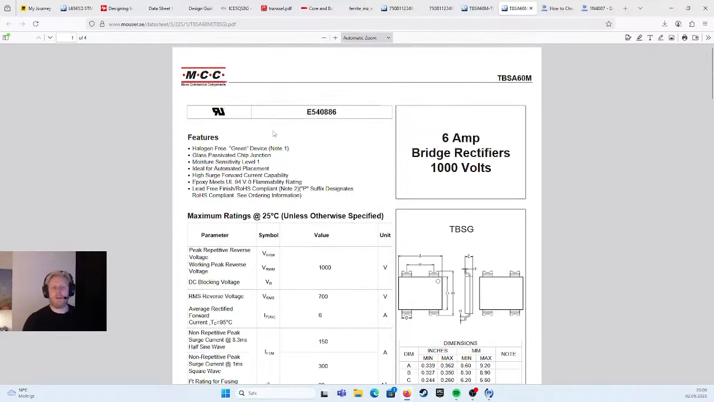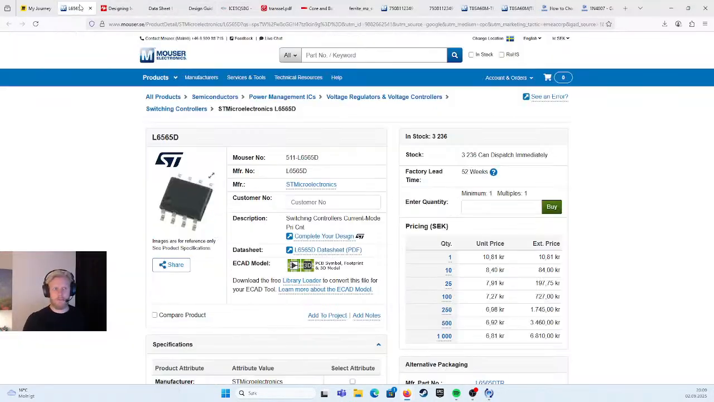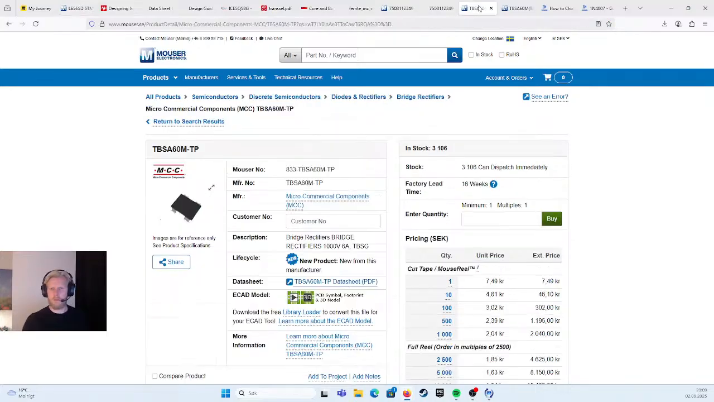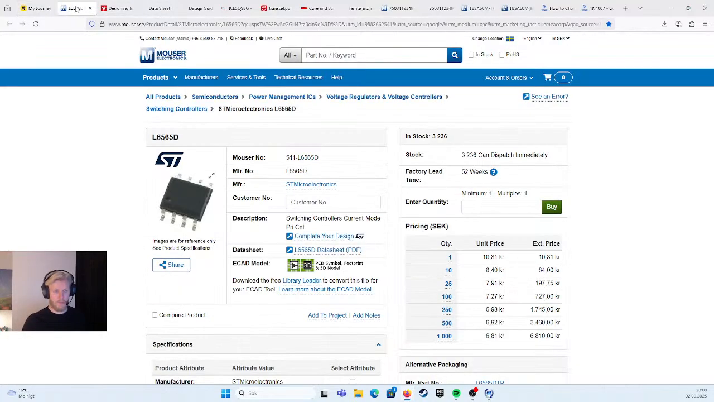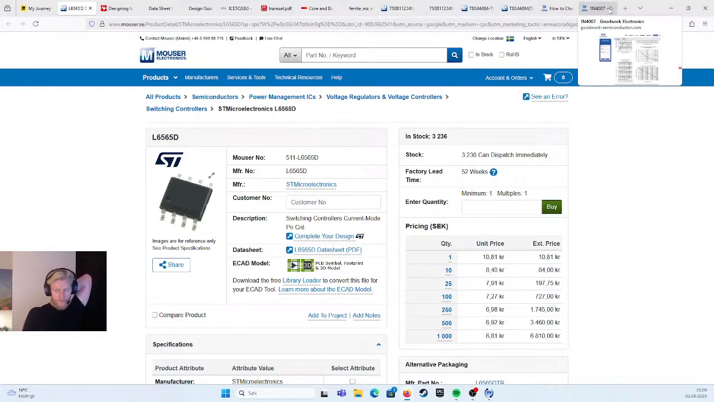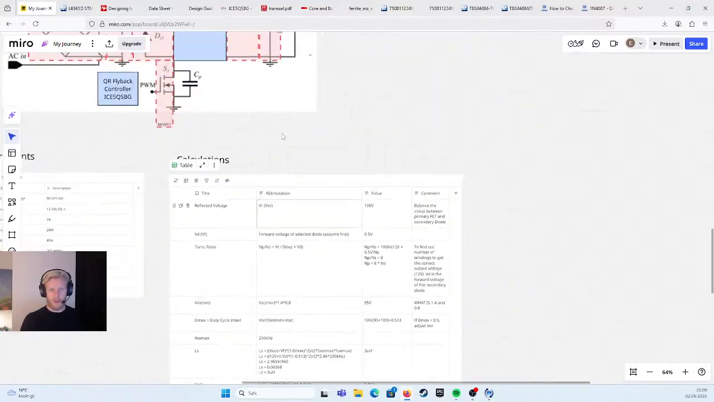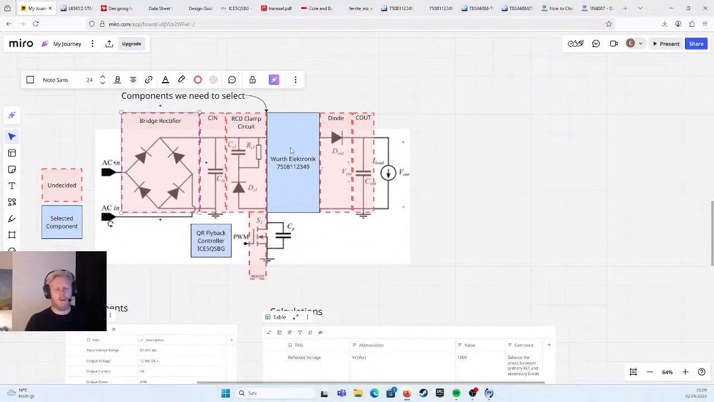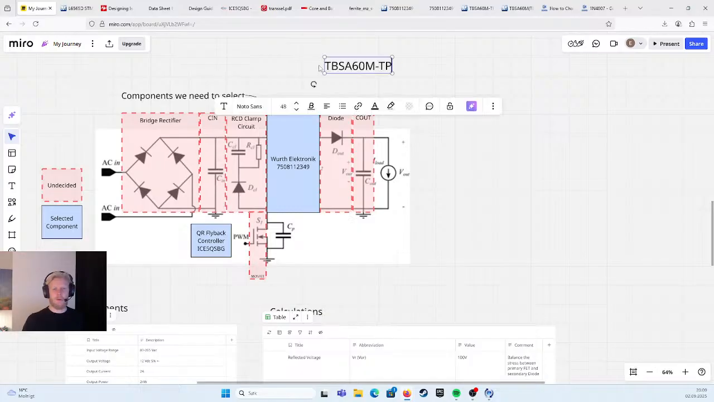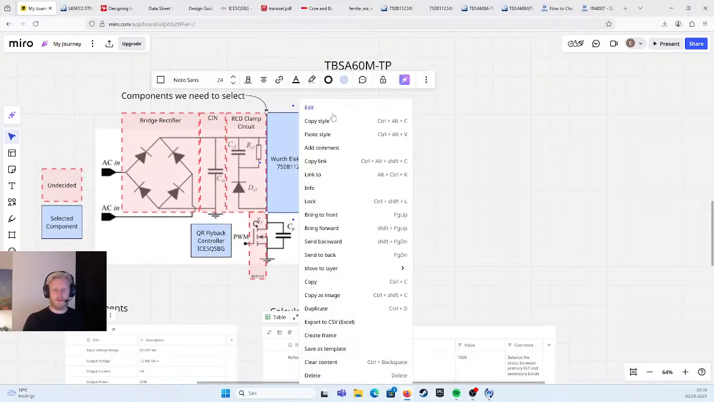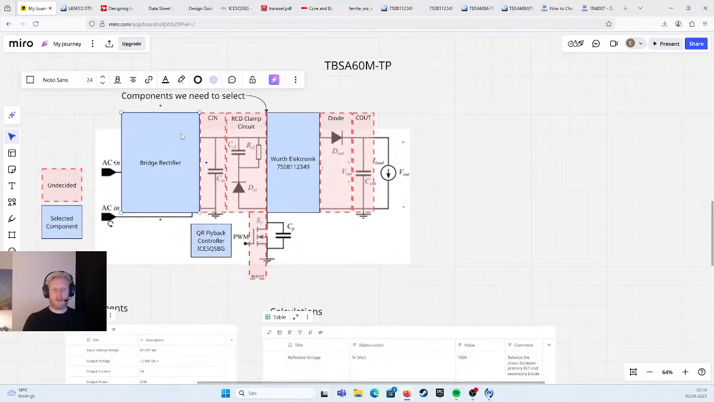Yeah, why not? Let's not make it too complicated. So we are selecting this one. And that's basically what we need to do, right, for that one. I'll just copy that there. To copy style, paste style.